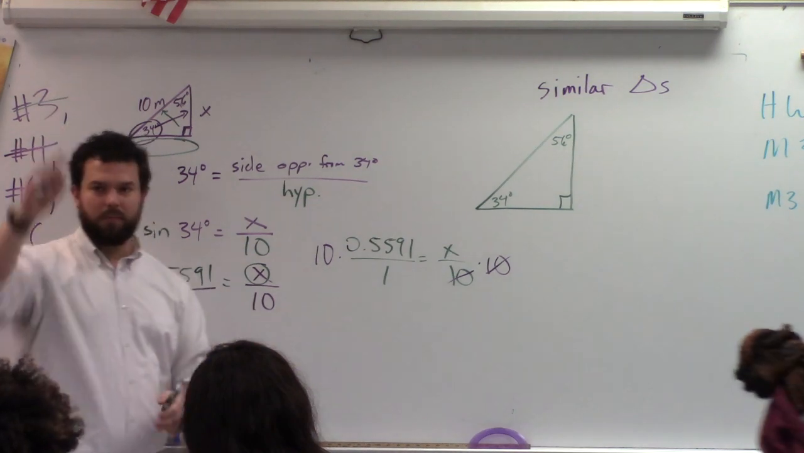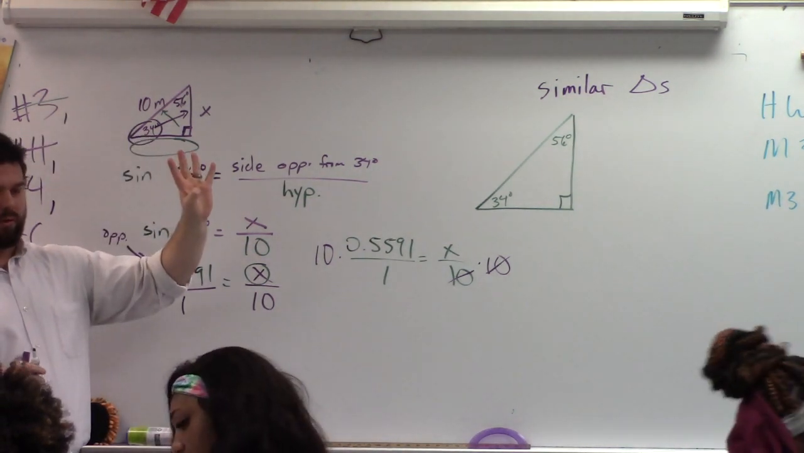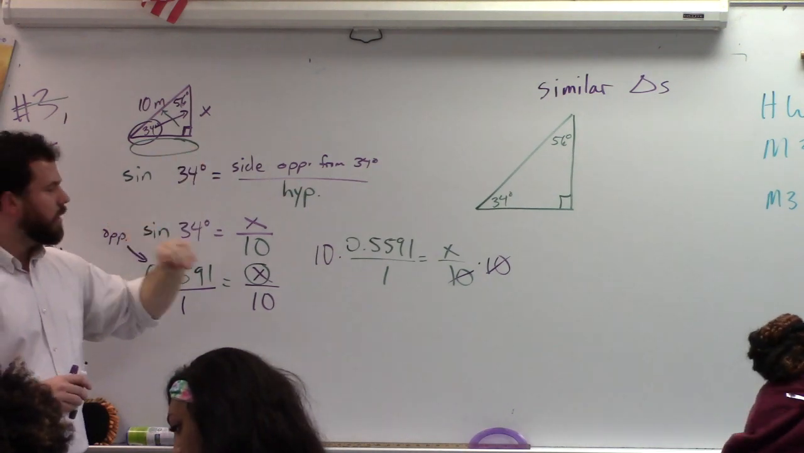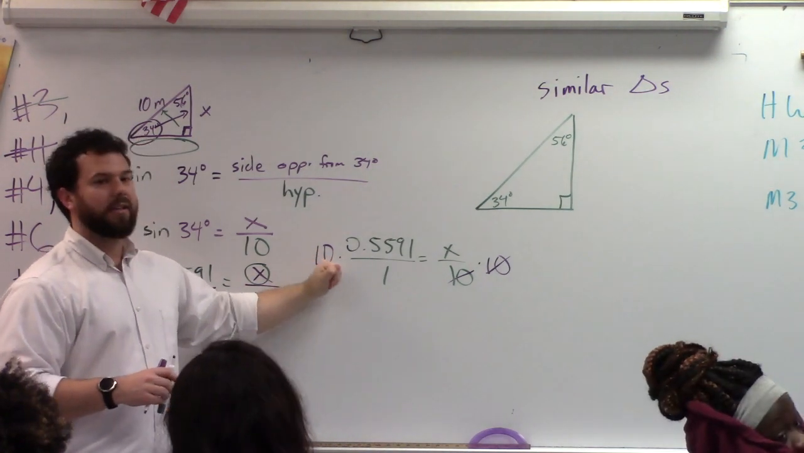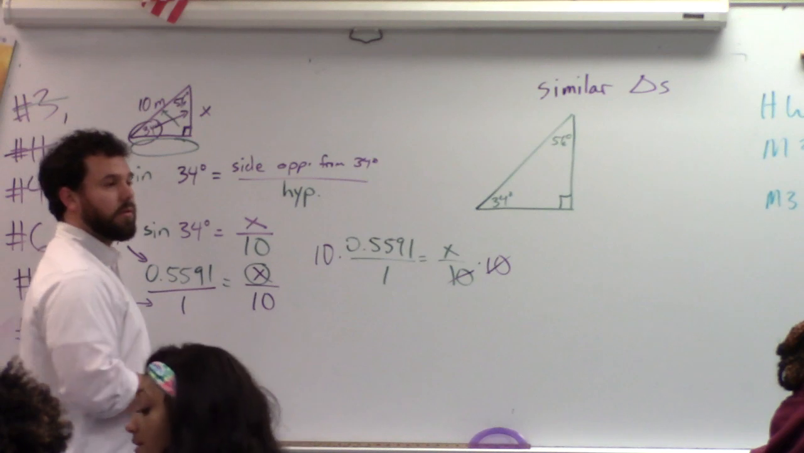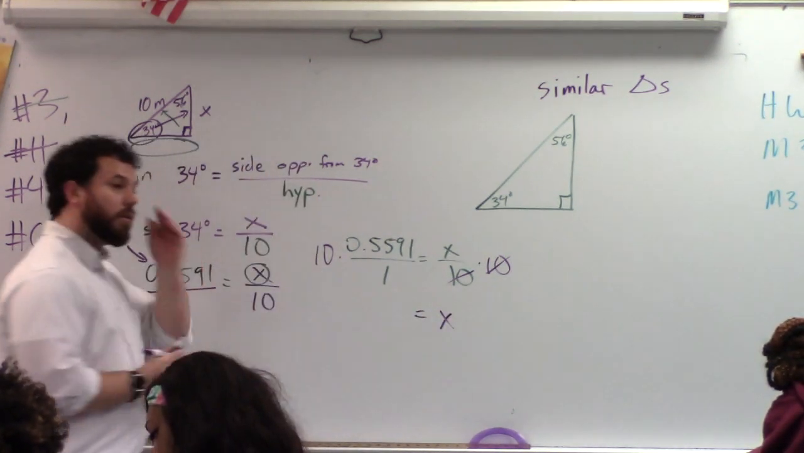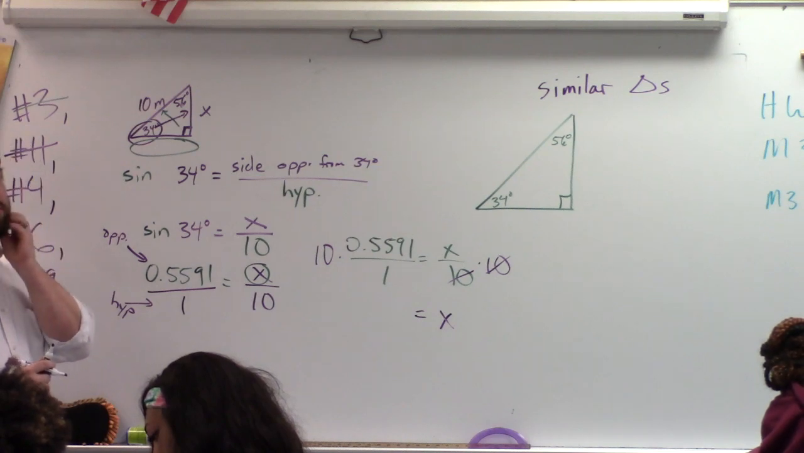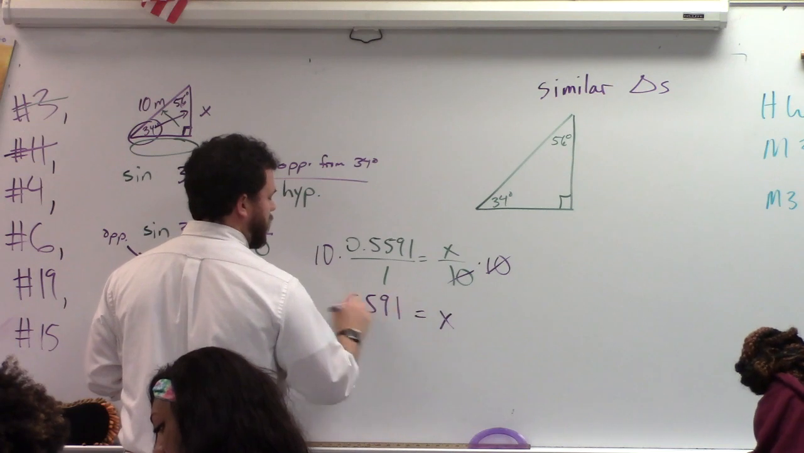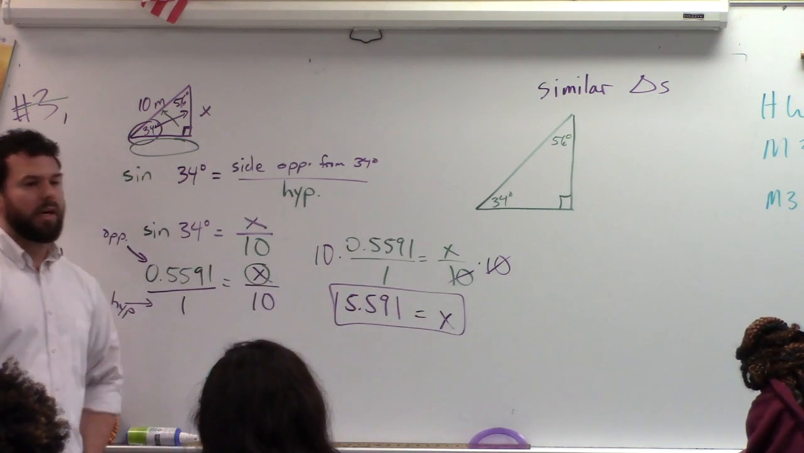Oh, by the way, I do want to remind you, how many decimal places do we want to go to? 4. When you do trig ratios, go to 4 decimal places. Okay? But then pick up a calculator. What is 10 times 0.5591? I got 5.591. That's x. That's it. We're done.